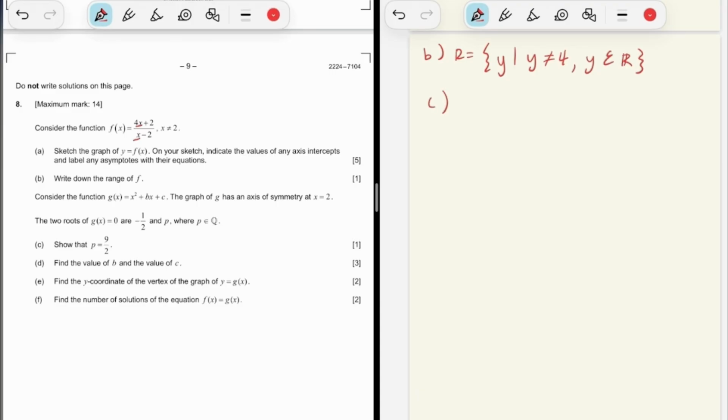Moving on to C. The axis of symmetry is the mean of the two roots. -1/2 plus p over 2 is equal to 2, which is the axis of symmetry. And so we could get that -1/2 plus p equals 4, so p is equal to 9/2.